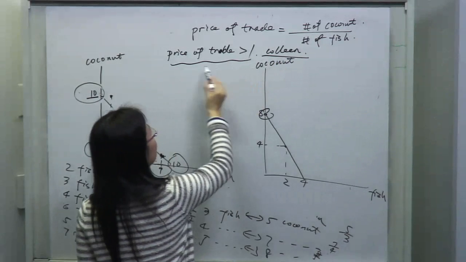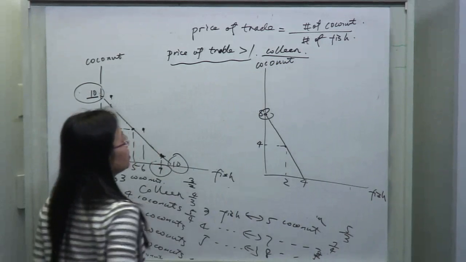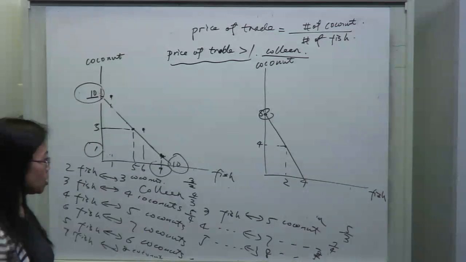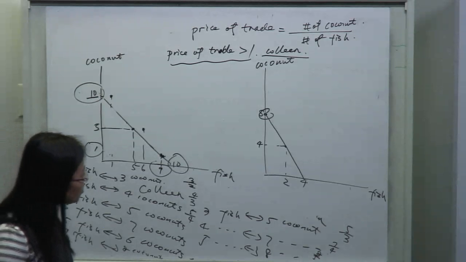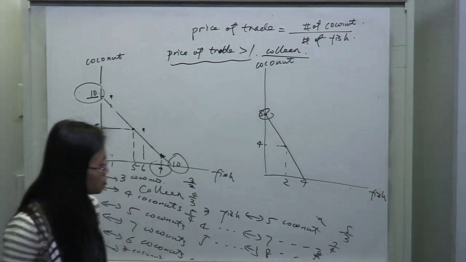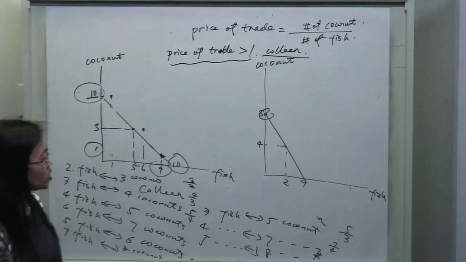So that's the condition for Colleen to trade. Her price of trade has to be greater than 1. And also, you take a look at this number. All this number.